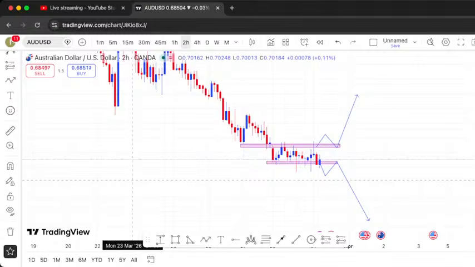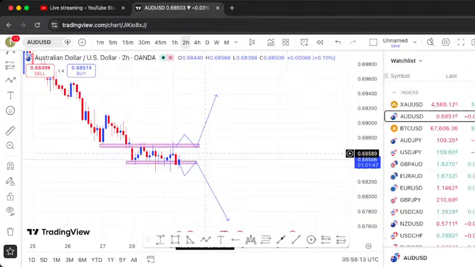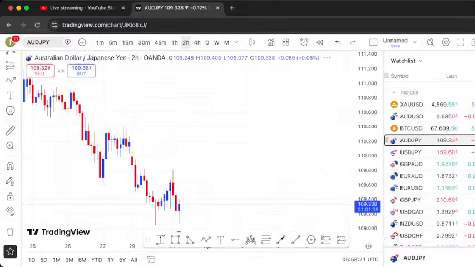Yeah, I think so. I'm clear. I'm okay. Nice. So let me go to the next pair. So on AUD USD, we said we are waiting for a breakout either above or below, so that we can go with the direction of the market where the market has confirmed.